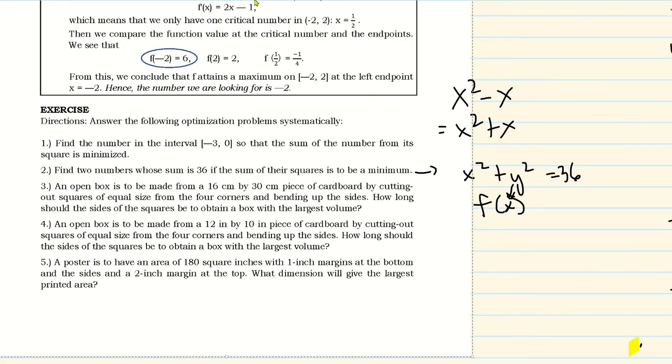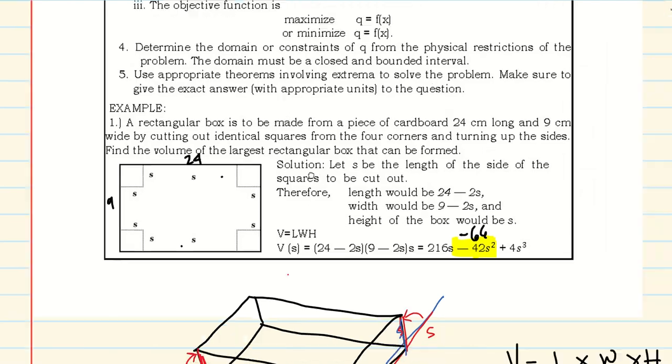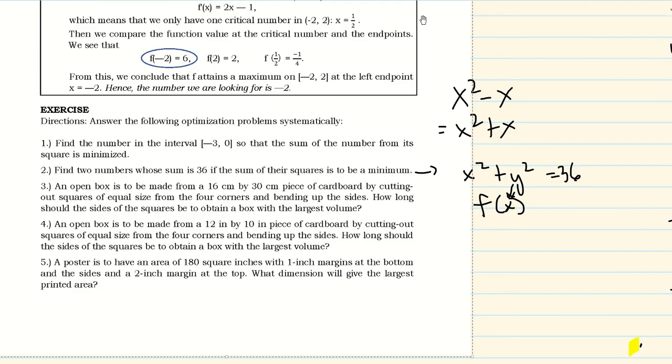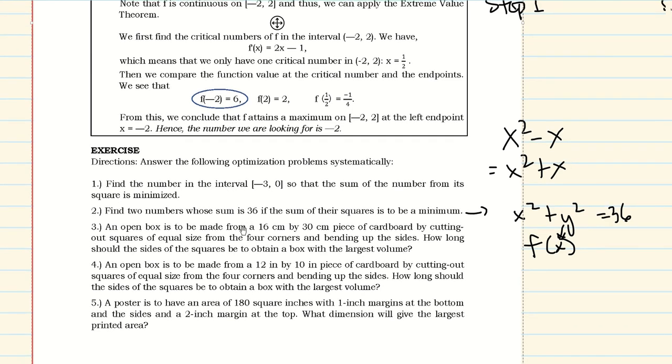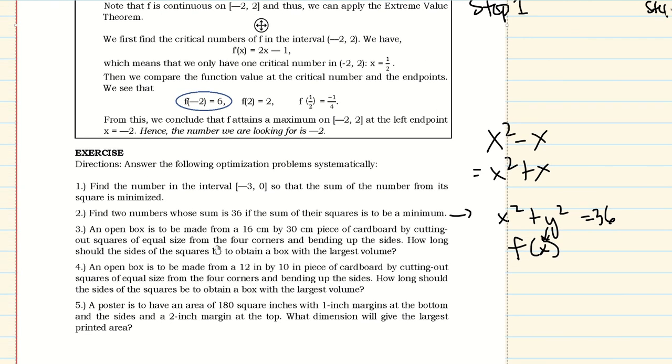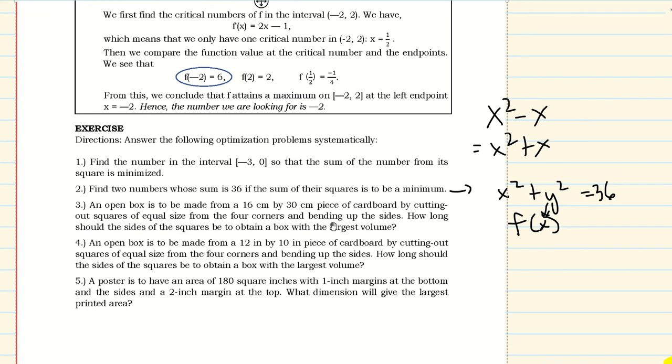Okay, number 3 is an open box made from 16 by 30 cardboard by cutting out equal squares at the 4 corners. Just like the example here, it is still the same. You exactly copy the process of how the author made it, and then you will get the answer. Still the largest volume. Open the box, cutting out equal 4 corners, bending the sides. How long are the sides? Still the same question as here, just different numbers.